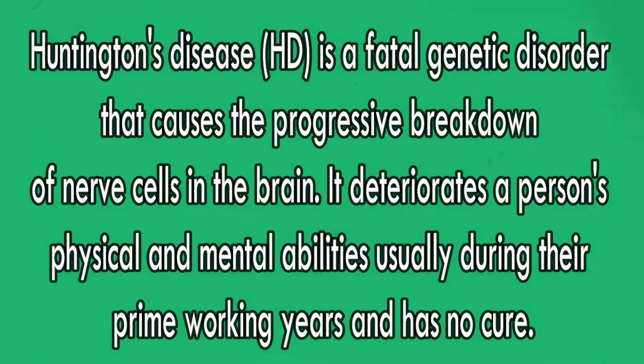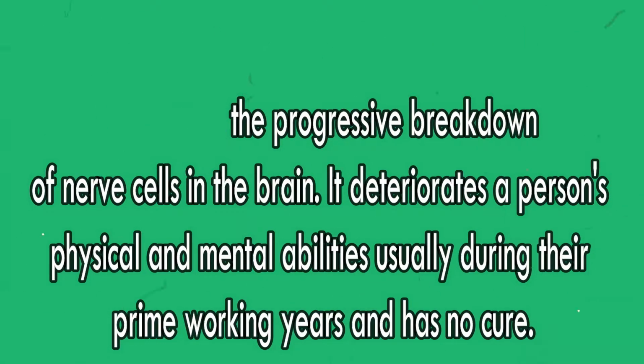Huntington's disease is a fatal genetic disorder that causes the progressive breakdown of nerve cells in the brain. It deteriorates a person's physical and mental abilities, usually during their prime working years, and has no cure.